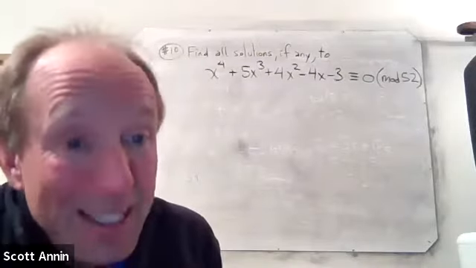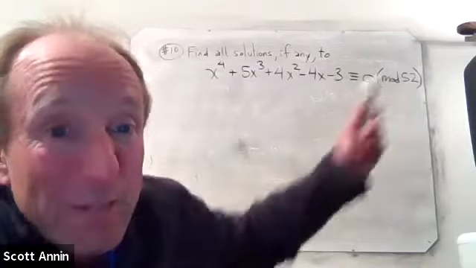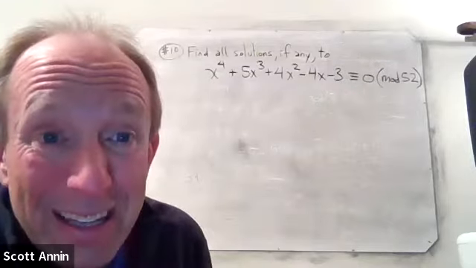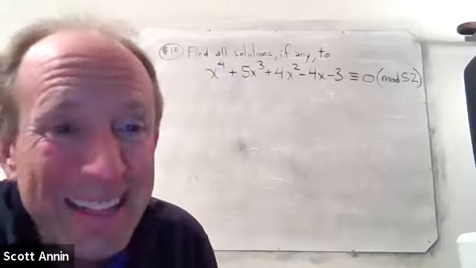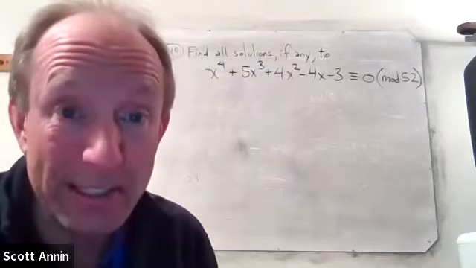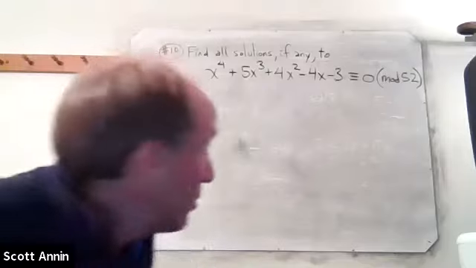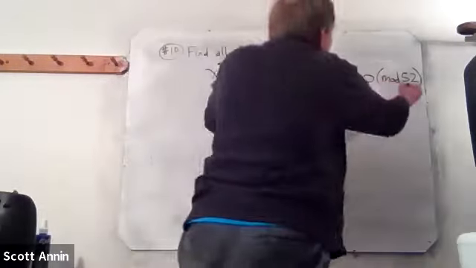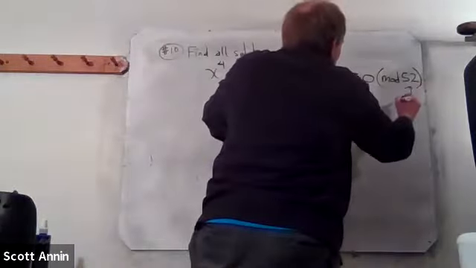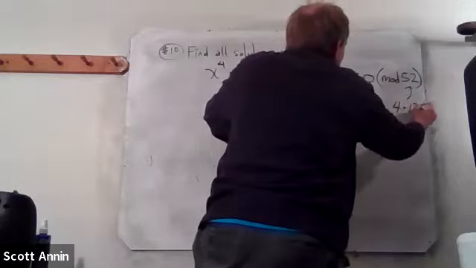However, it does give me the idea of factoring 52. It's always a good idea to think about factoring the modulus. In this case, when you factor 52, that's going to be 2 squared, which is 4, times 13.